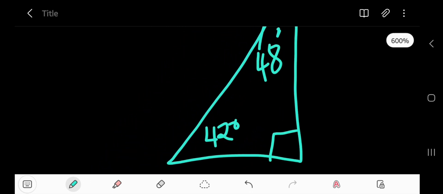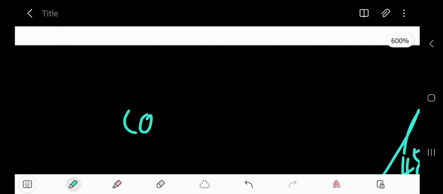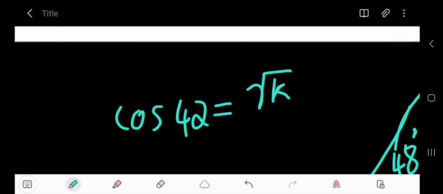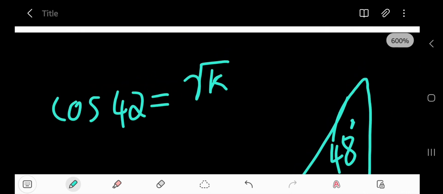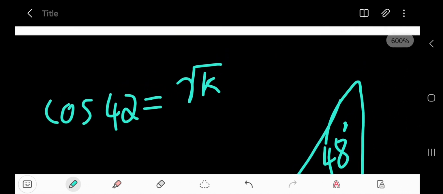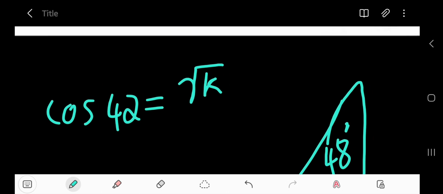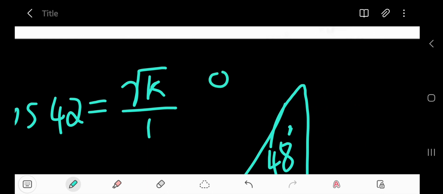Okay? So now that we have that, we've been given that cos 42 is equal to the square root of k. And remember from our SOH CAH TOA, cos is adjacent over the hypotenuse. So we can write this root of k into a ratio because we understand that cos is a ratio. So we can write this as square root of k over 1. So we haven't changed that it's square root of k. We've just put it in a different form, in the form of a ratio, because we understand that cos is a ratio and that ratio is adjacent over the hypotenuse.